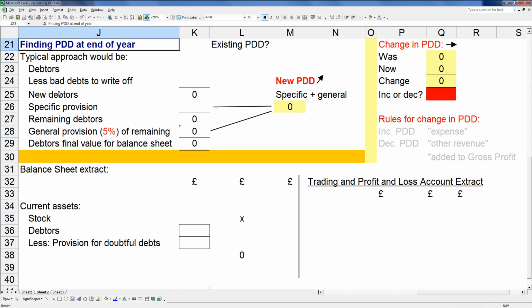So let's start off with debtors. Just make up some numbers. Let's look at debtors of £22,000. And this value we get from the question, but whereabouts it would be in the trial balance or in a list of balances.